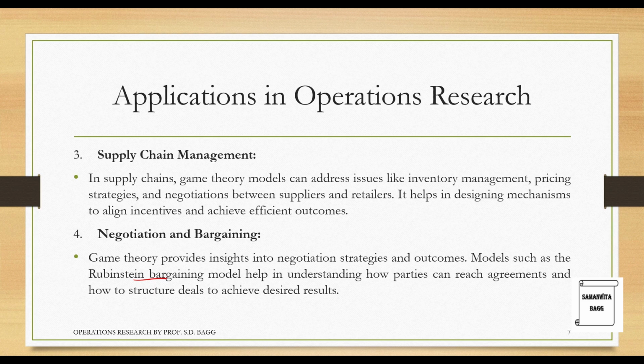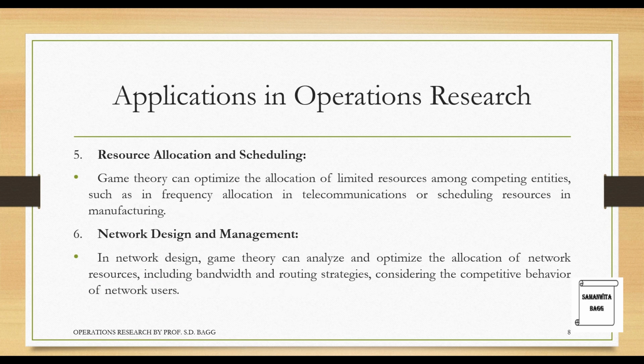So there has to be some negotiation and bargaining which goes on such that at least one player will accept an offer given by the other one. Then there is resource allocation and scheduling. Game theory can optimize the allocation of limited resources among competing entities, such as in frequency allocation in telecommunications or scheduling resources in manufacturing. So these are the examples of resource allocation and scheduling.